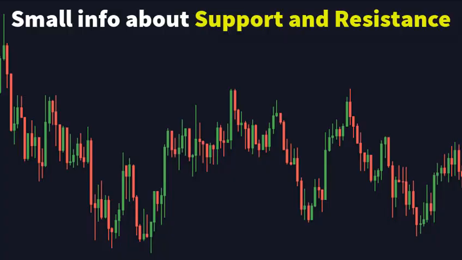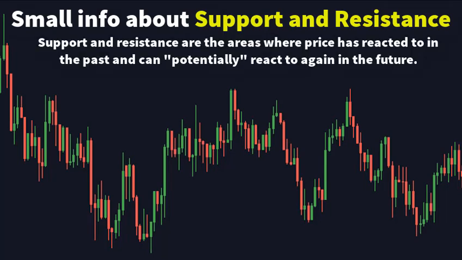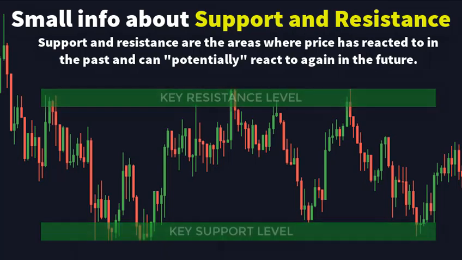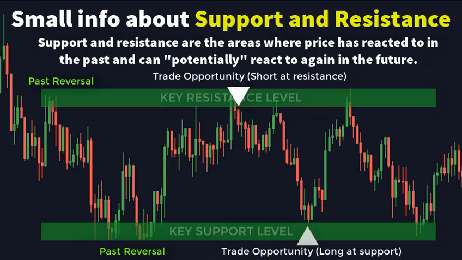So now we will see small information about support and resistance. Support and resistance are the areas where price has reacted in the past and can potentially react again in the future. So here we have marked support and resistance levels on the basis of where price has reacted in the past, and it can potentially react again in the future at these levels. We will wait for the price to come again to these levels so we can find trade opportunities at these levels. We will find long trade opportunities at support levels and short opportunities at resistance levels.